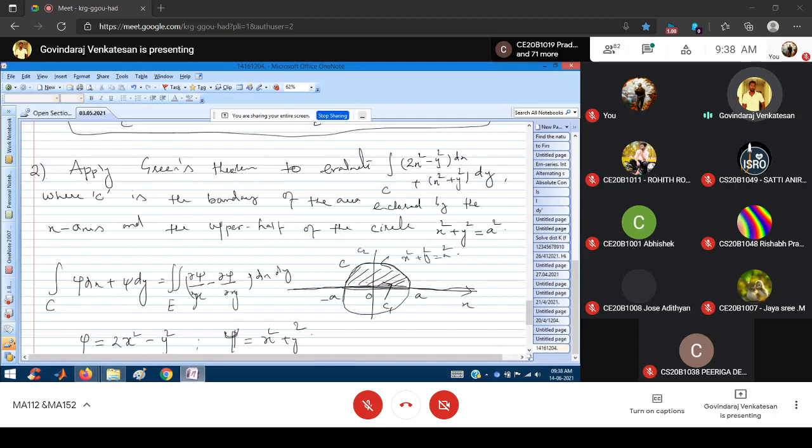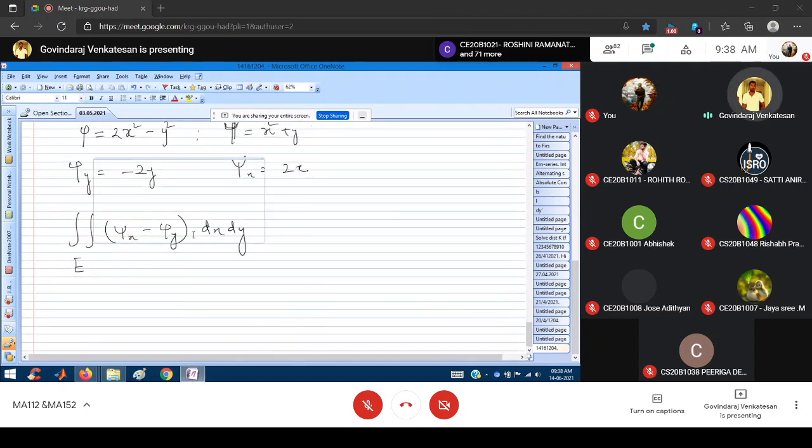You can rewrite the line integral in terms of the surface integral. You can easily find. Okay. So I'm going to evaluate the surface integral. Already I computed the value of phi y is minus 2y and xi x is minus 2x. So this is nothing but the double integral of 2x plus 2y times dx into dy. Now I am interested to find what is the value of E.